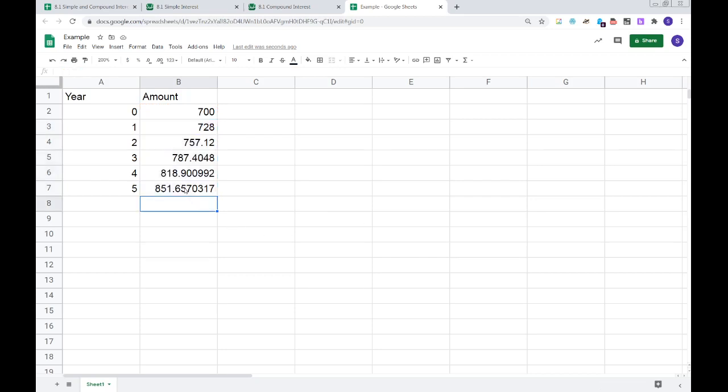Now, of course, when we're dealing with money, we're going to round to 2 decimal places. But we'll worry about those details a little later.